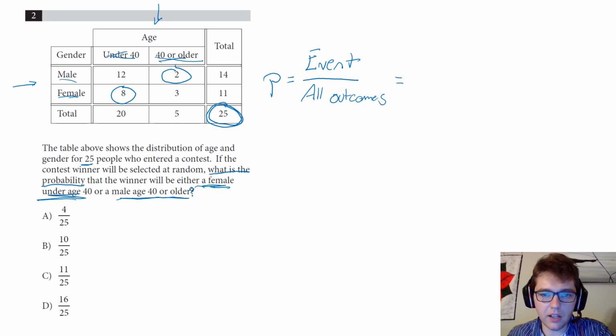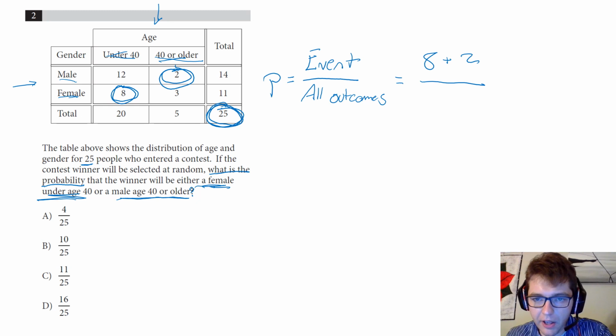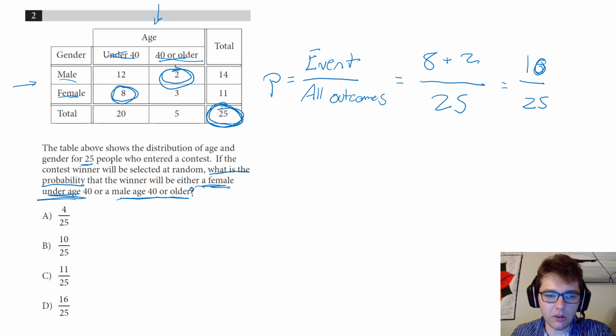In this case, like I said, our event would be if we drew someone that was female under 40, so 8, plus male 40 or older, 2, over all outcomes. There's a total of 25 people. So that becomes 8 plus 2, 10 over 25. Take a look at the form your answer's in. All the denominators are 25, so there's no need to simplify. You can see that B is your correct answer.